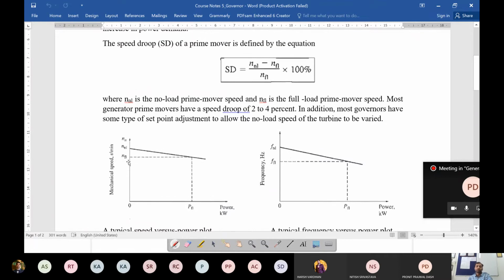So this governor is very important, as you can understand, because in any real power system, it will be a very vast, huge system having thousands or millions of loads actually, and the actual power demand will keep on fluctuating with time.